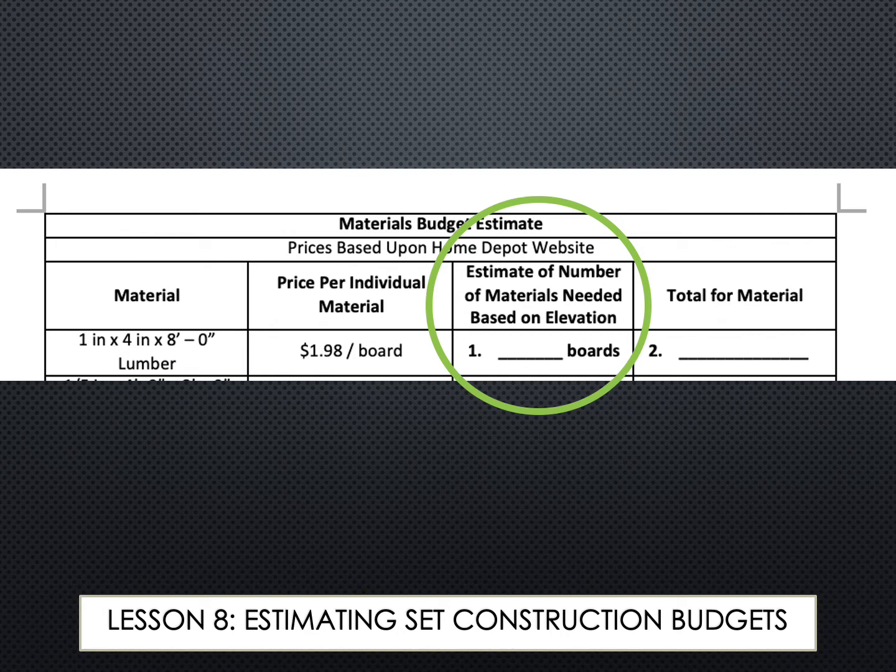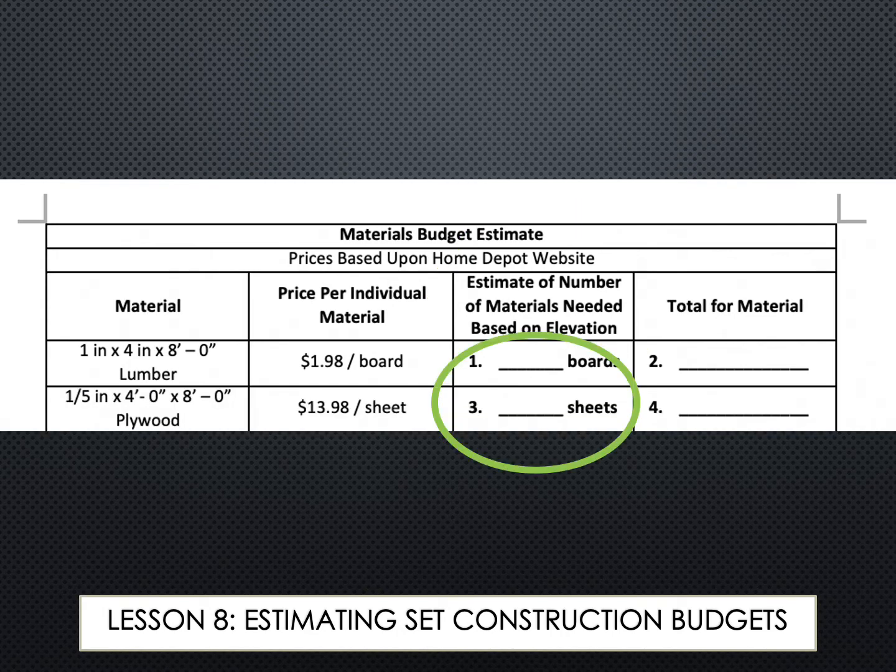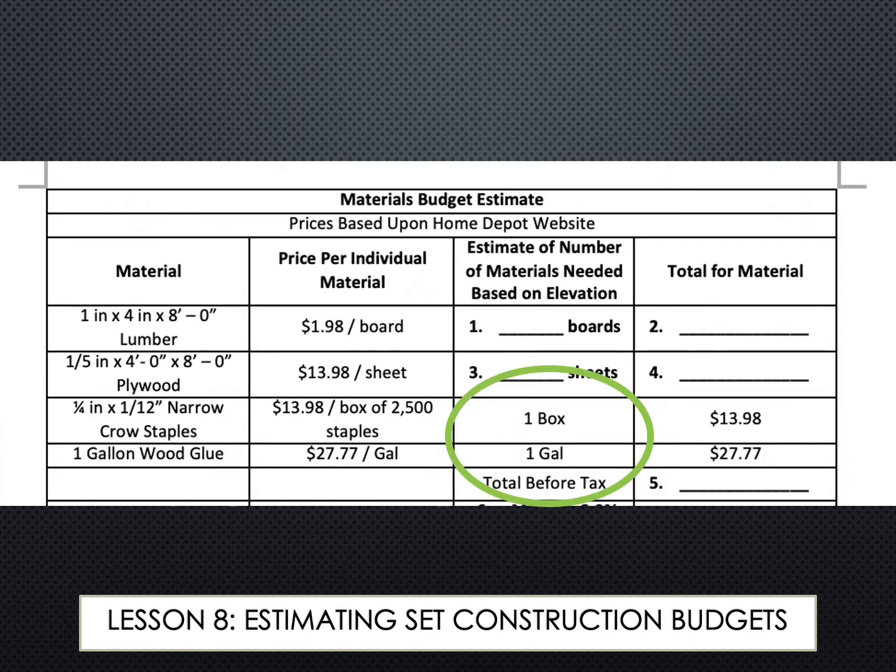Next, calculate the number of sheets of Luan plywood. Hint: you'll have some plywood left over since we purchased Luan plywood in 4 feet by 8 feet sheets. Multiply the cost per material and input those dollar amounts into numbers 2 and 4. Don't forget framing hardware and wood glue.